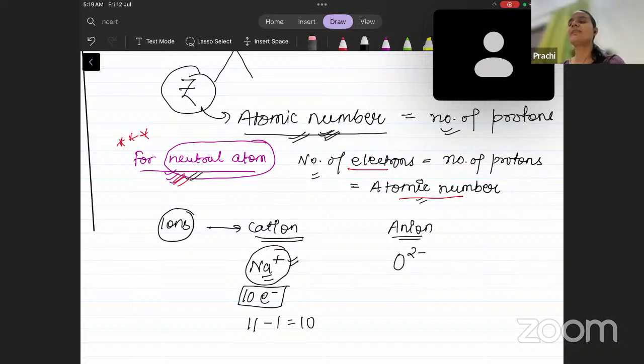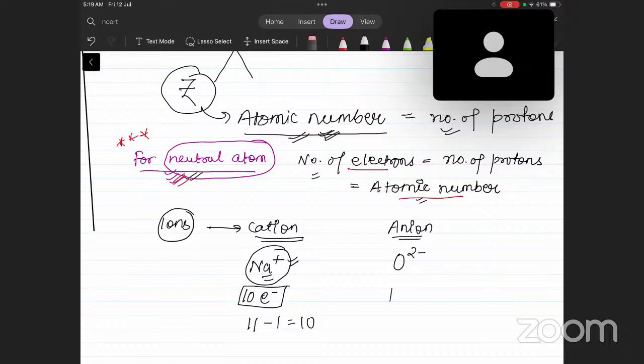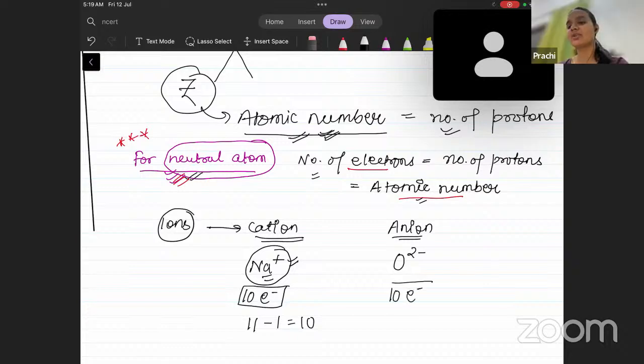Yes, what will be the number of electrons for O2 negative? 10 electrons, ma'am. Yes, you will have 10 electrons. So what is the atomic number for oxygen? The atomic number for oxygen is 8. So you will have 10 electrons.